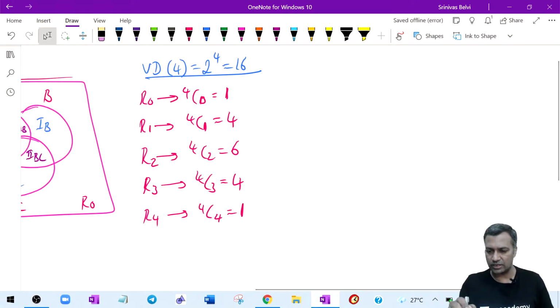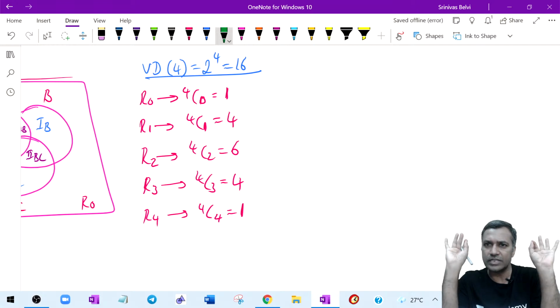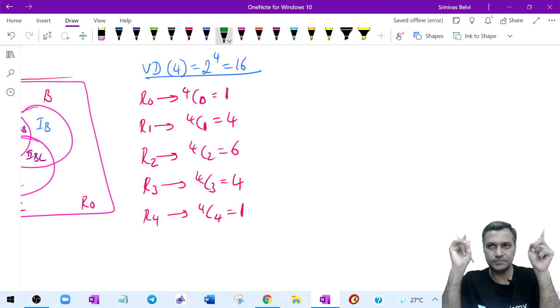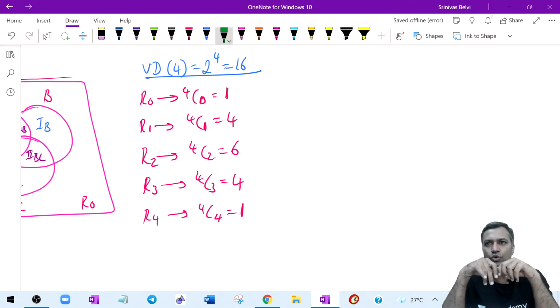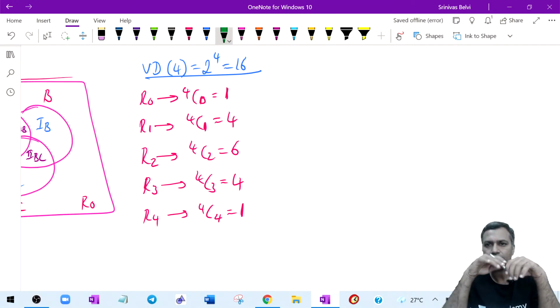Alright, let me quickly draw the diagram. 16 regions. Guys, are you following? Am I too fast, or is it making sense what I'm trying to say? Because I want you to remember these numbers. Numbers are important. I don't want you to do these questions without really remembering the numbers. Is everything fine? Audio, video, understanding, all good?